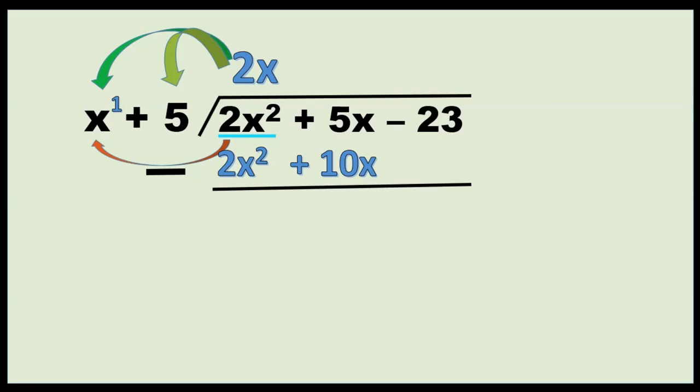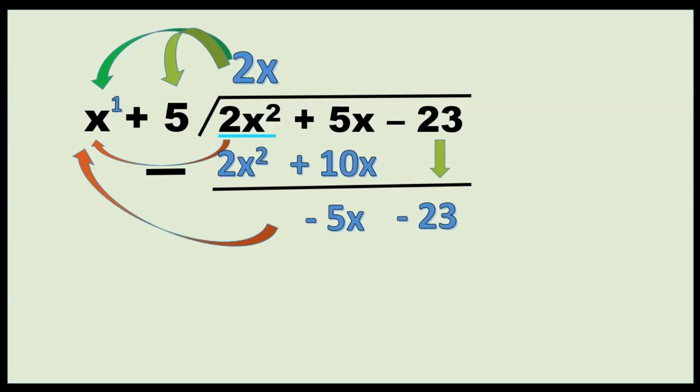Then the next step is to subtract. 2x squared minus 2x squared is 0. Then 5x minus positive 10x. In this step, we change the sign of the subtrahend. The subtrahend here is positive 10x, so we change the sign, positive becomes negative. Therefore 5x minus 10x becomes negative 5x. Then the next step is to bring down negative 23.